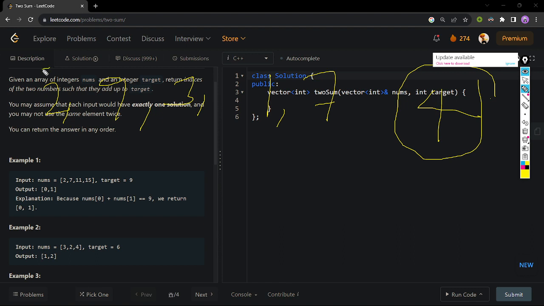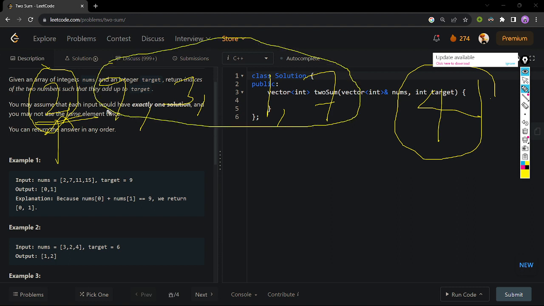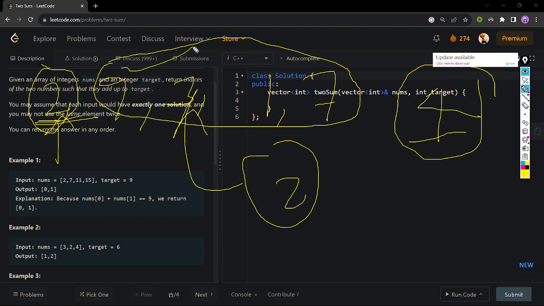Okay, so let me check for 2. Let me check for the first number. Here it is 2, so I will look in the rest of the array for any number that together with 2 results in 4. So I will search for 4 minus 2, that means 2. Is there any 2 present? There is no 2 present, so I will traverse the whole array from 9 to 7. There is no 2, so I will proceed to the next element.